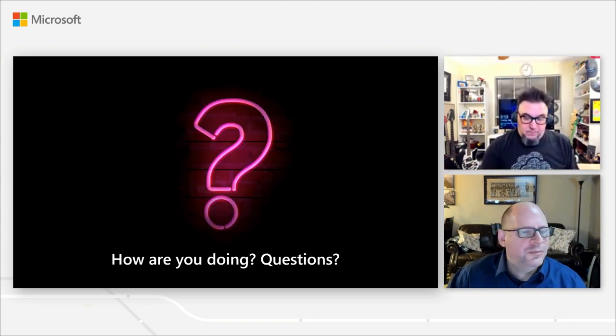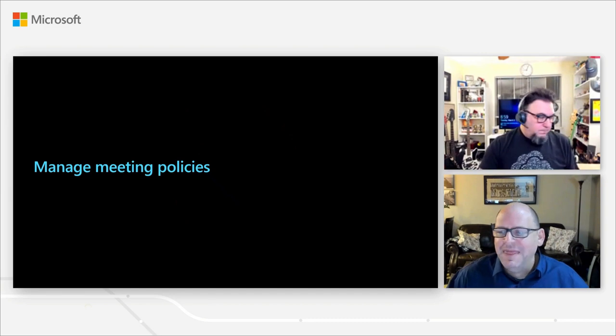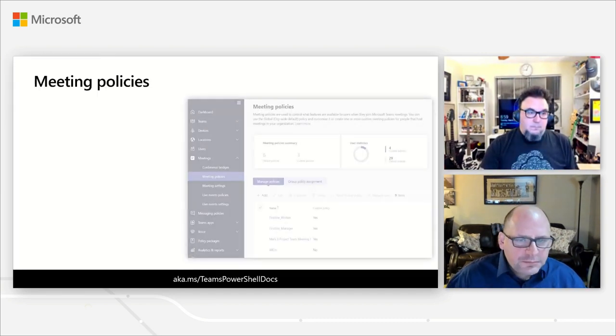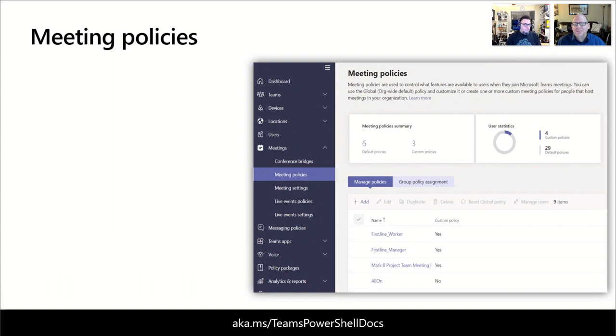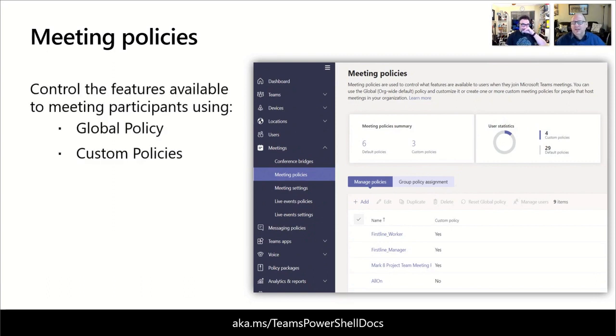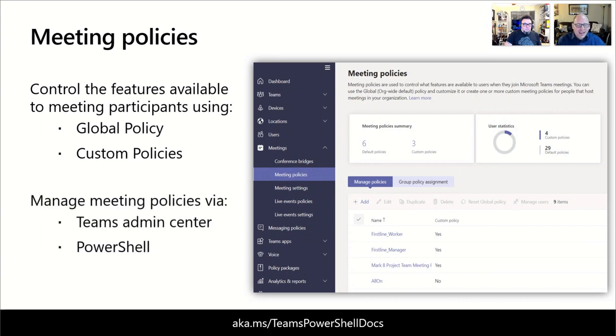All right, let's move forward into the next step in this module, and that is managing meeting policies. There are two ways to manage meeting policies. You can control these features using global policies, and those are org-wide, meaning that policy is for everyone in your organization. Or you can create custom policies, and that means you can assign them to specific groups, like a marketing or accounting team, or to specific users. One of the best ways to control your meeting environment is to make those global policies really stringent.